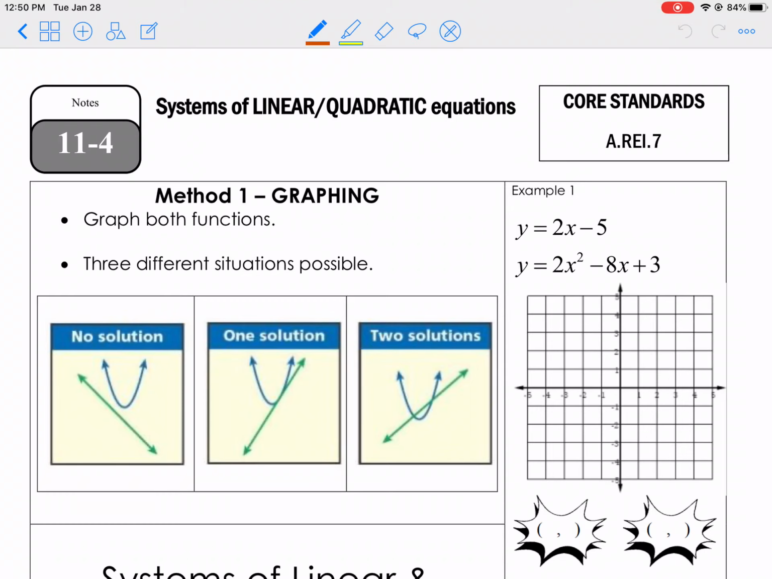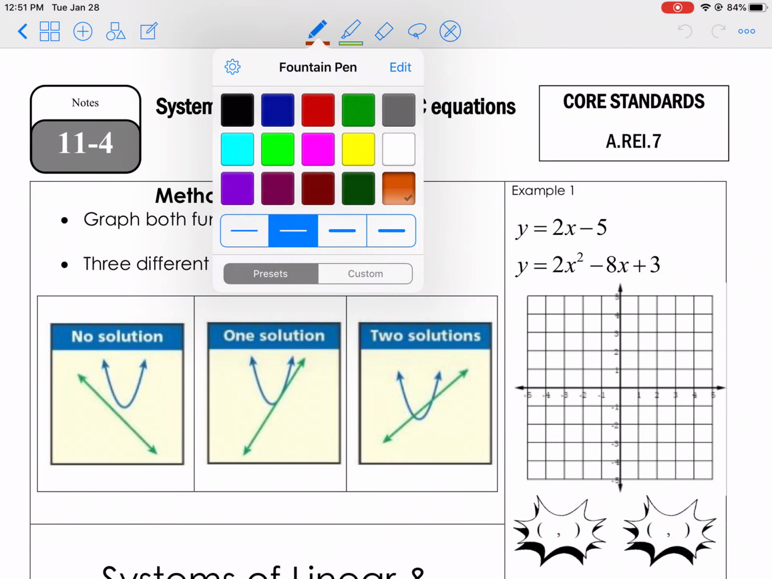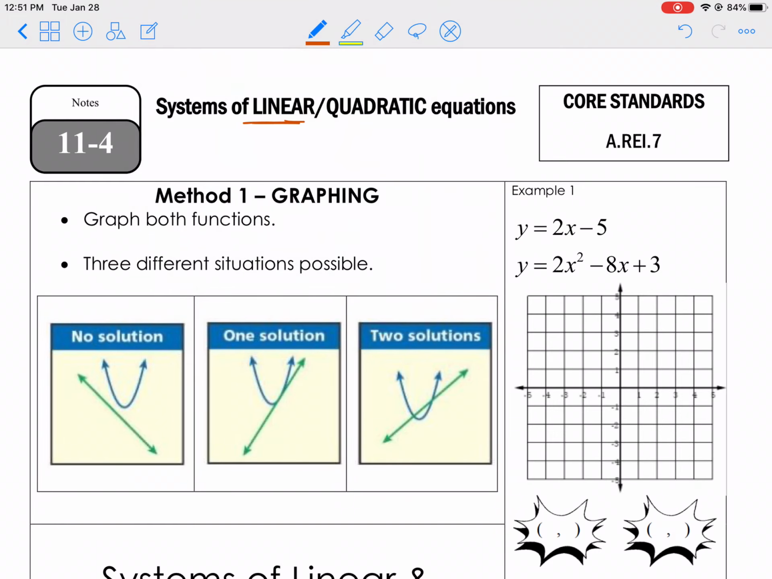All right, this is our fourth lesson on systems of equations. The previous three were things you should have learned in ninth grade, so they should feel review-like. This one is also a little bit review-like, but also a little bit new. So what we're doing today is studying systems of linear equations and quadratic equations.